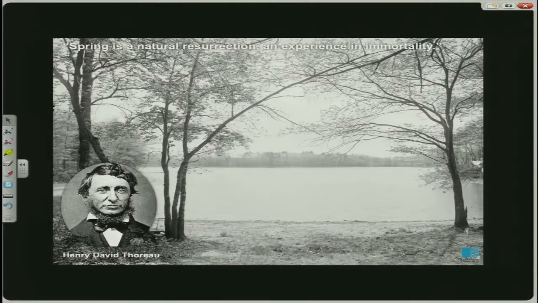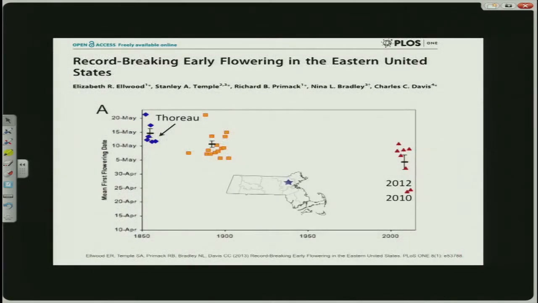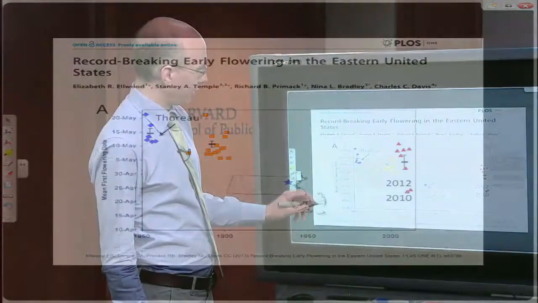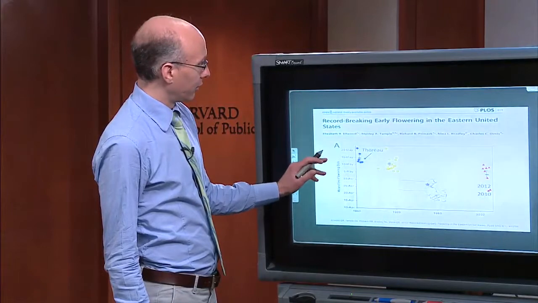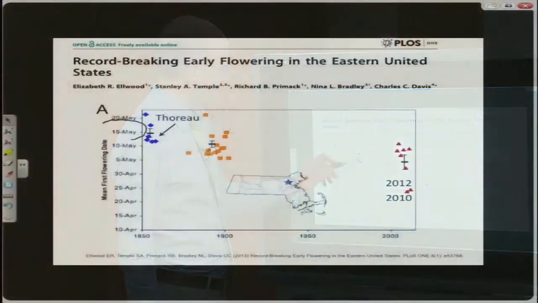And one of those naturalists was Henry David Thoreau, who spent 1845 to 1849 at Walden Pond, not far from where we're filming this class in Boston. And Thoreau measured the first blooming of many flowers around Walden Pond back in the 19th century. And people have returned to Walden Pond for many years and recorded the date of blooming. And what this graph shows is how the dates of blooming of flowers at Walden Pond have changed over time. What you can see on this graph is Thoreau's data, which goes back to 1850, showing that the date of flowering was around 15 of May.